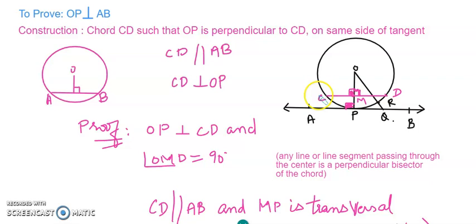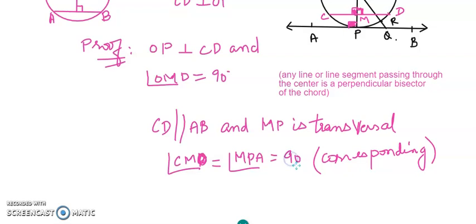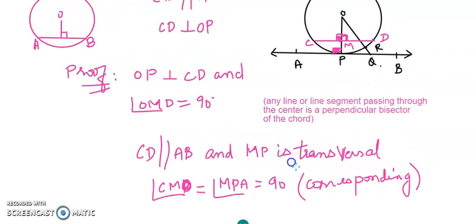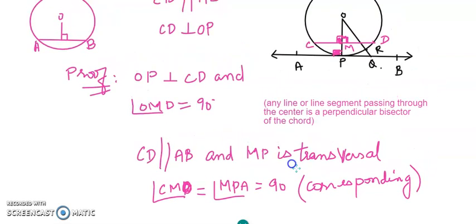Already CMO, that is this angle, and MPA, they are corresponding angles, so they are equal. So this shows that OP is perpendicular to AB, correct?